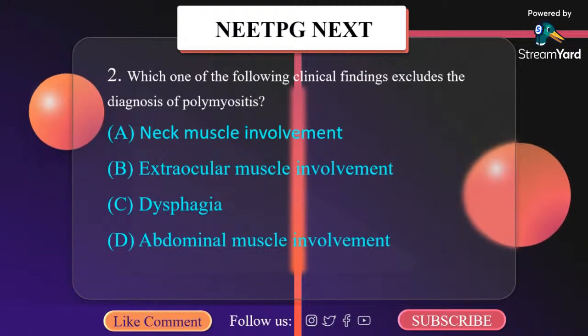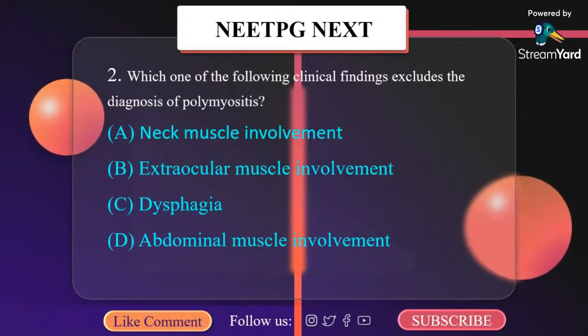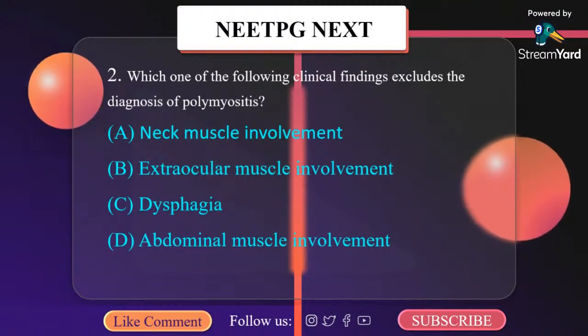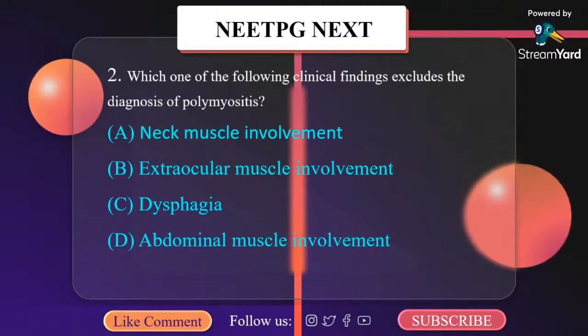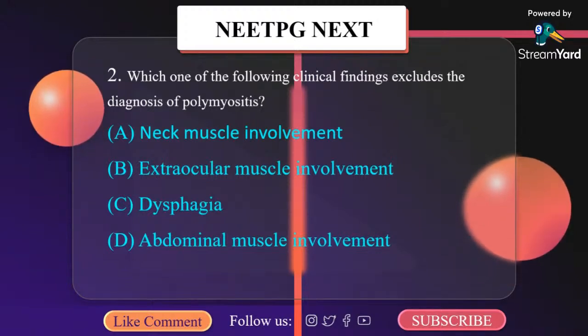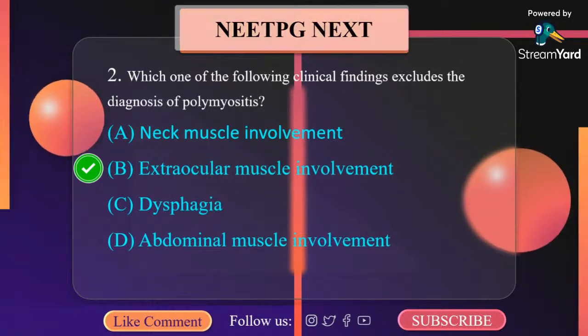Polymyositis usually manifests as symmetric and proximal weakness that worsens. They do not have rash or involvement of extraocular and facial muscles. So the correct answer here is B, extraocular muscle involvement.